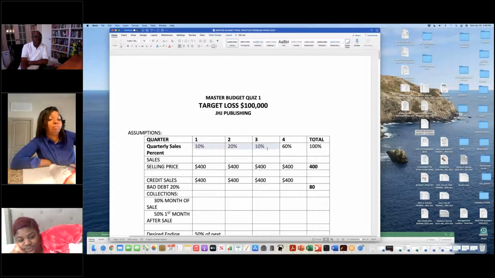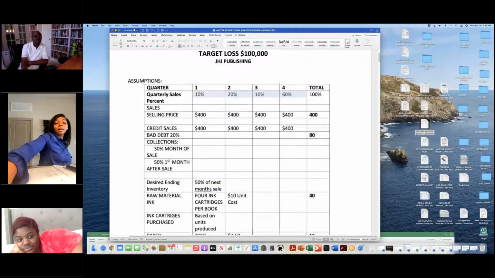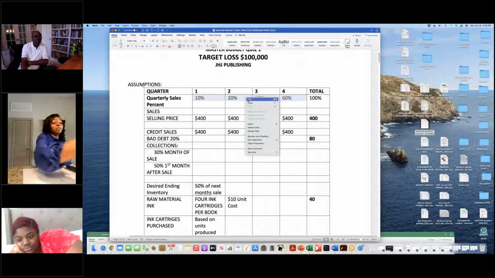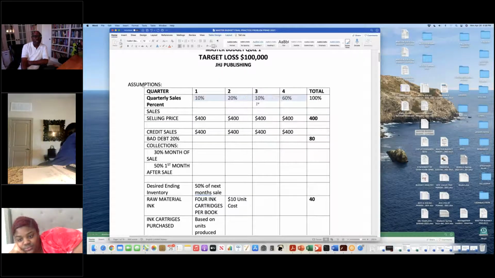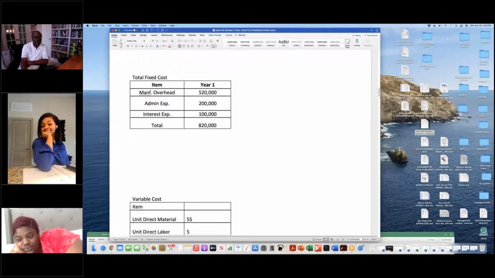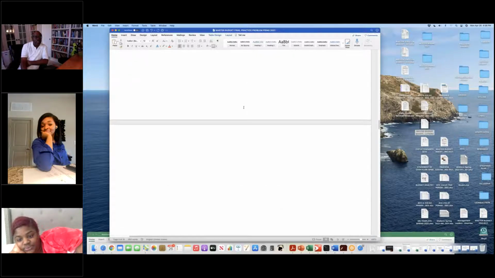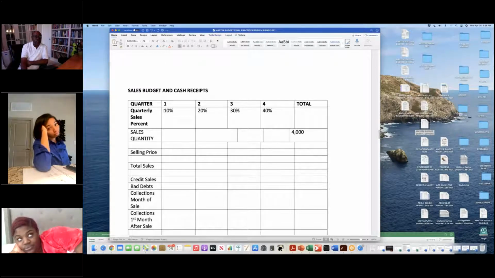So these are the numbers here: 10, 20, 10, 60. I'm going to put this paper away because this packet right here just got me off. Equals 100. So let's see if we can put those numbers in.